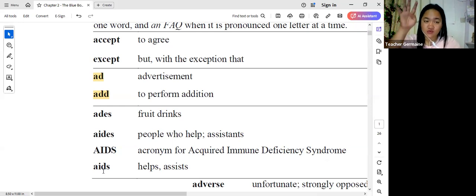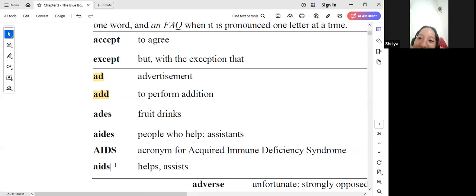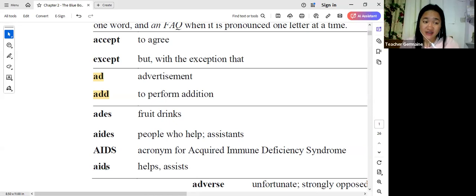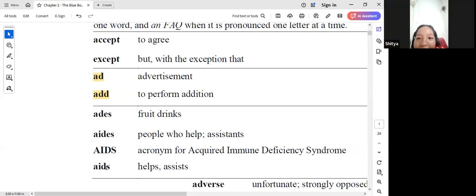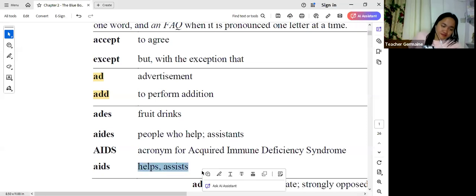We also have the next word, the fourth word now. Shetya, how do we read the fourth word? AIDS. Yeah, same way of reading the first three words. So this is also AIDS. Okay, what is the spelling, Shetya? How do we spell it? AIDS. Yes, very good. AIDS. What does it mean? Help, assist. Okay, helps or assist.